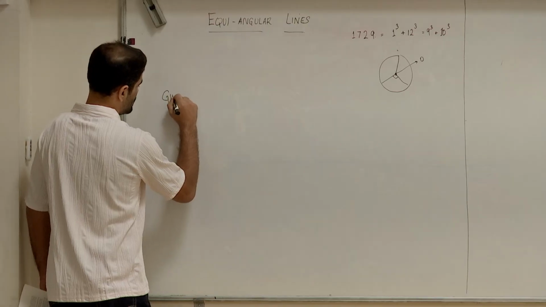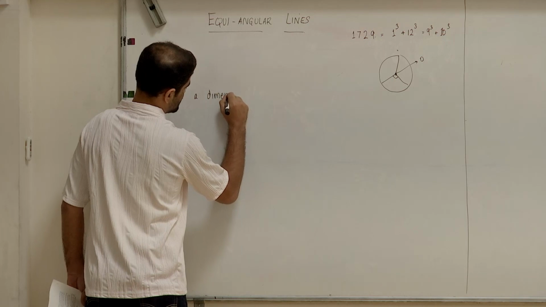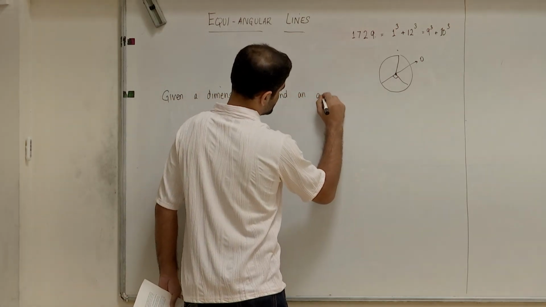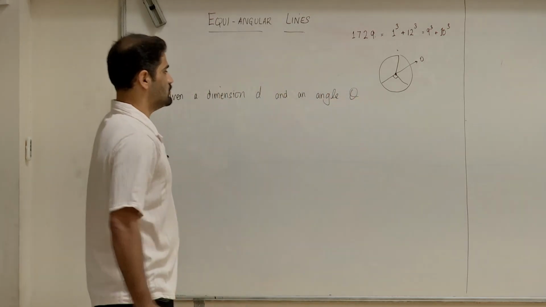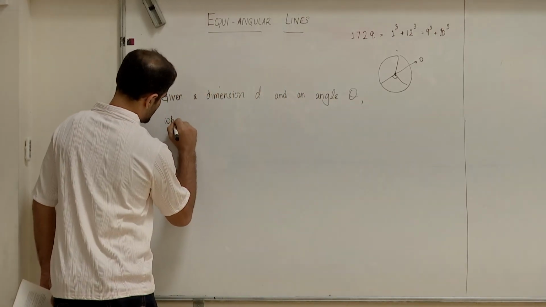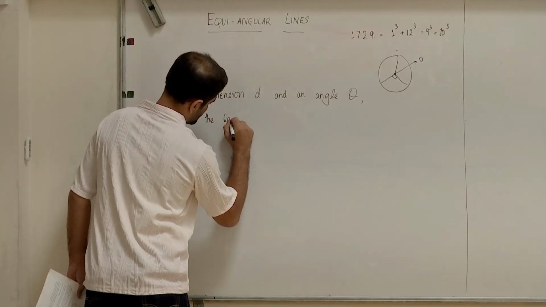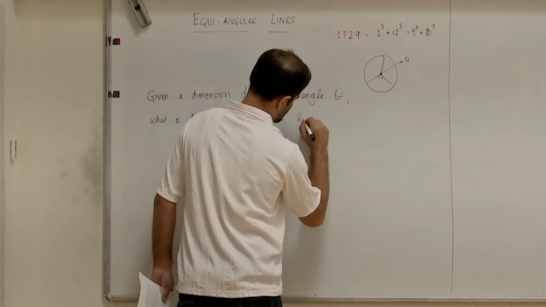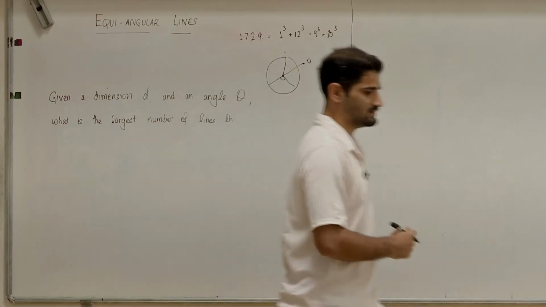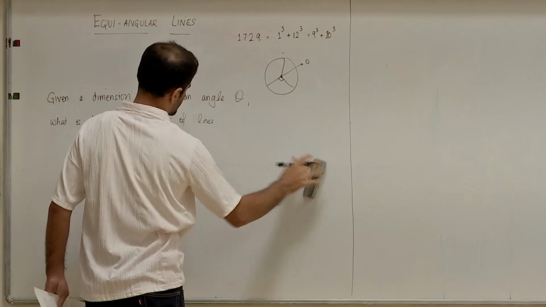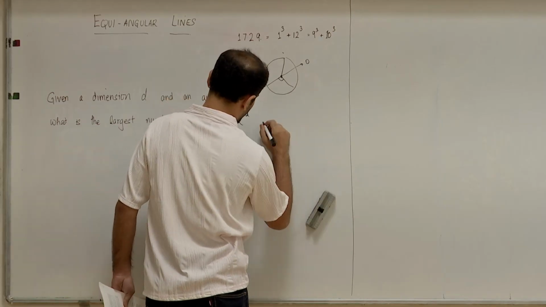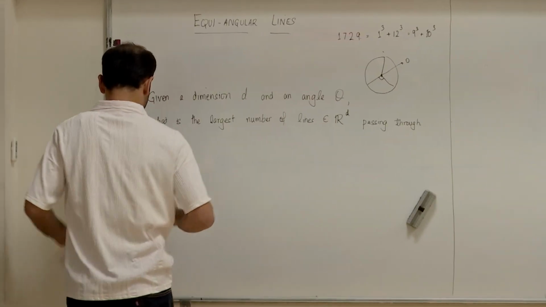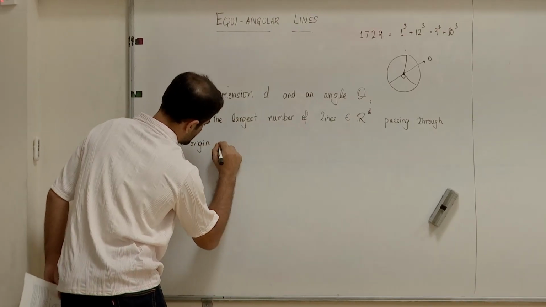You're given a dimension D. You're given an angle theta, and you want to find what is the largest number of lines through the origin, let's say in R^D, passing through the origin, such that each pair has an angle theta.